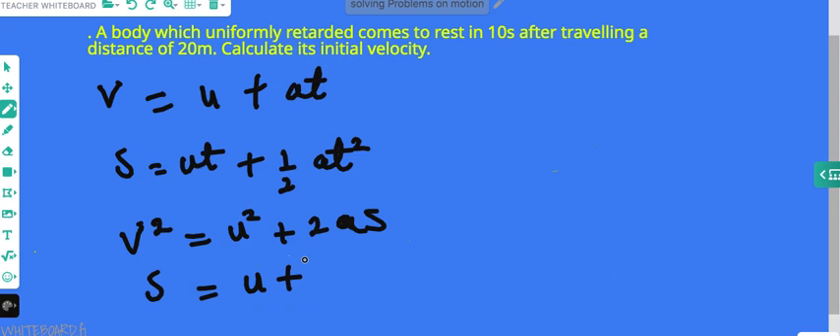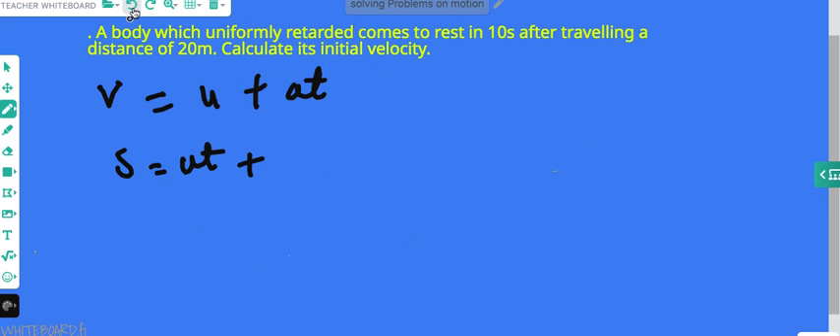So having done this, let's start solving the questions we have here. The first one says a body which is uniformly retarded comes to rest in 10 seconds after traveling a distance of 20 meters. Calculate its initial velocity.